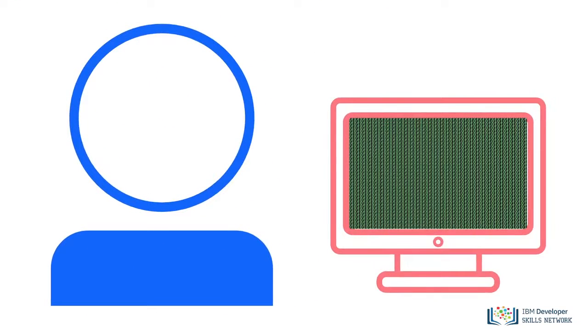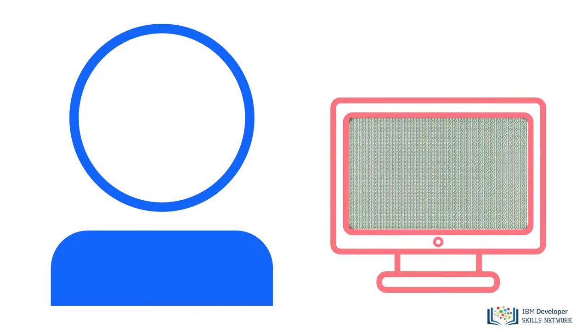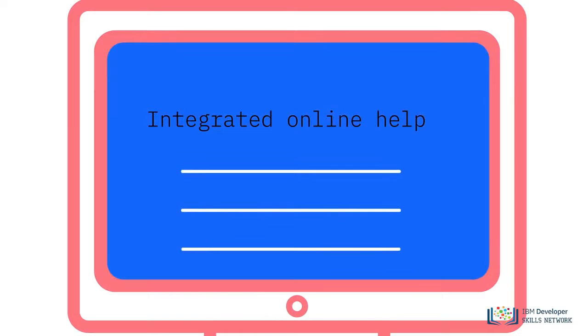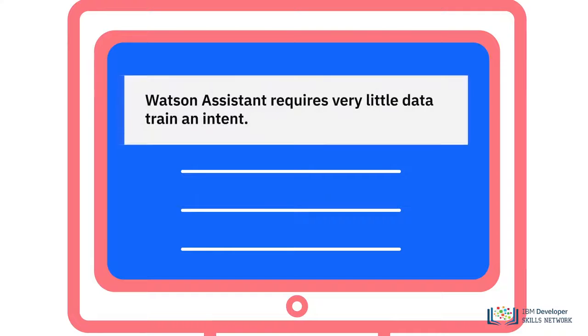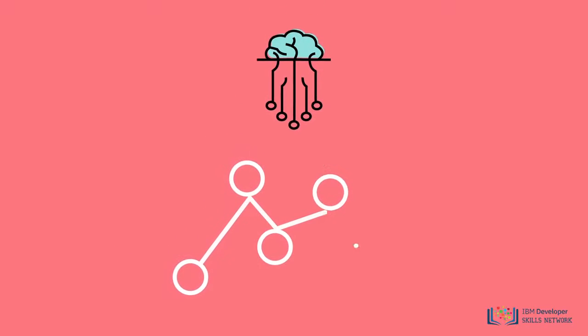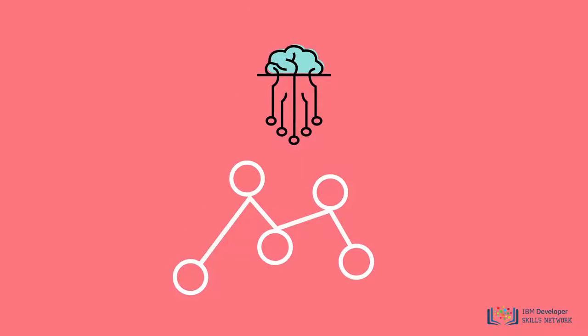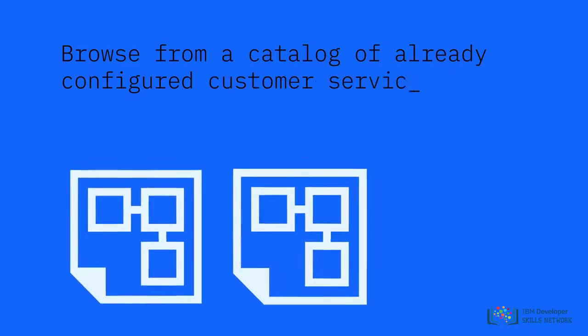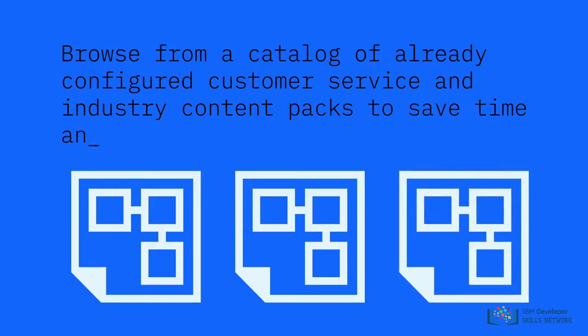You don't have to be a programmer to use Watson Assistant. The tooling is written with business users in mind, and no coding is required to set up a bot. Integrated online help and examples can get your bots running within minutes. Watson Assistant requires very little data to train an intent. With as few as 5 examples, you can have the Watson Assistant understand an individual intent. Browse from a catalog of already configured customer service and industry content packs to save time and start faster.